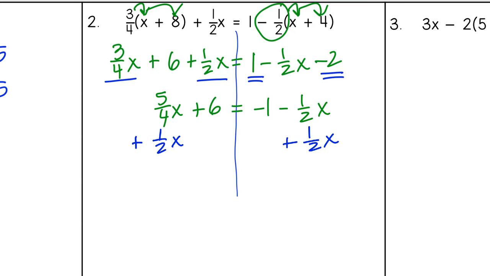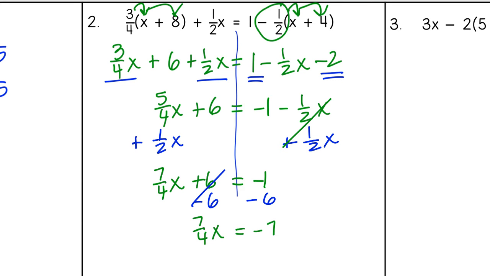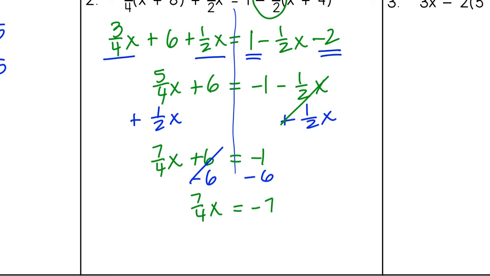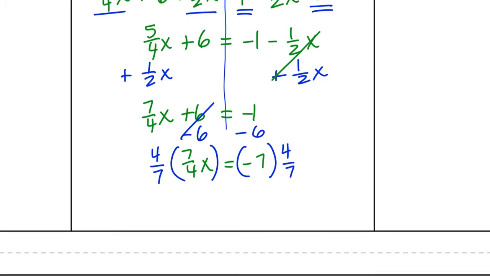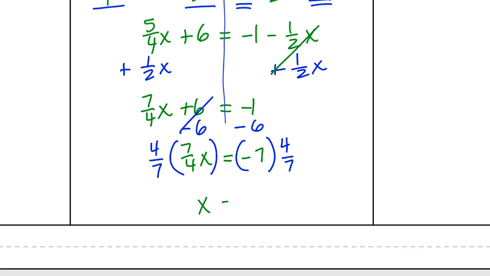5/4 plus 1/2 would give me 7 over 4 x plus 6 equals negative 1, since this part goes away. Two more steps. Let's subtract that constant. So subtract 6. And now I'll have 7 over 4x equals negative 7. And then last, it has that coefficient of 7 over 4. So instead of dividing by it, I'm going to multiply by the reciprocal, 4 over 7. And what I do to one side, I have to also do to the other. And that'll give me x is equal to negative 4.